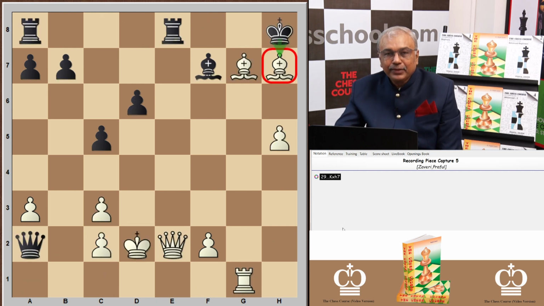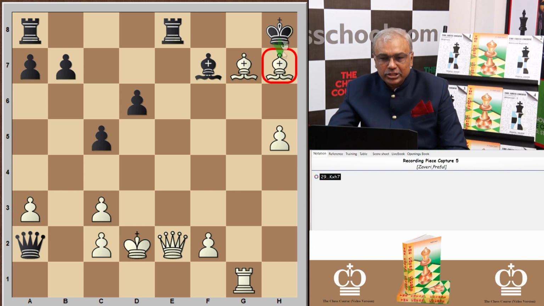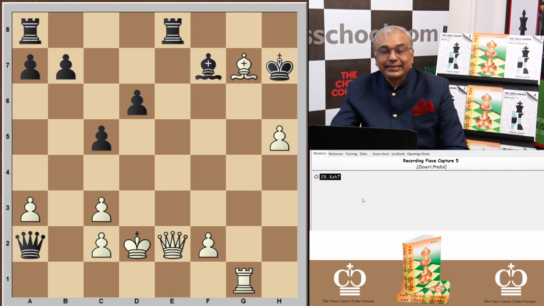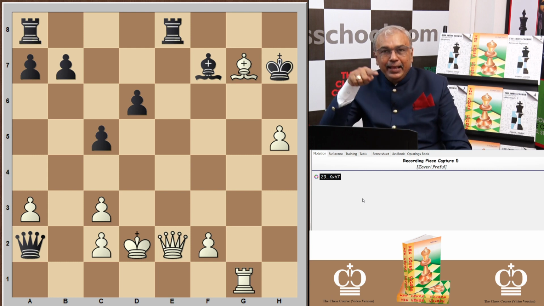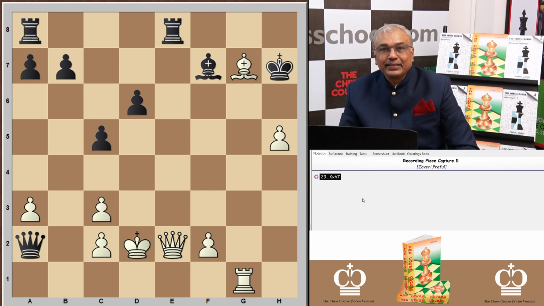And finally, here we see it's the turn of black. His king on h8 wants to capture the bishop of white on h7. So the notation would be K captures h7. As I said, the capture sign is indicated by a small x, and that is to be inserted after the symbol of the piece which is doing the capturing. So it will be K and then the capture sign and then h7, that is the square on which the capturing has been done.